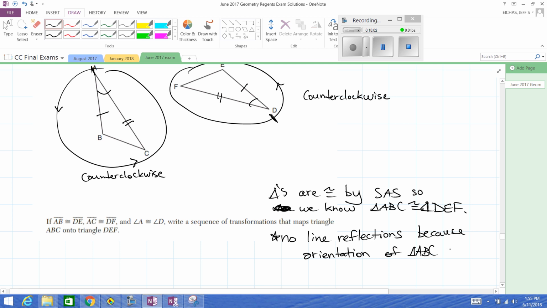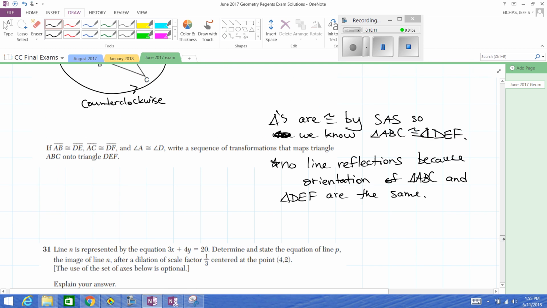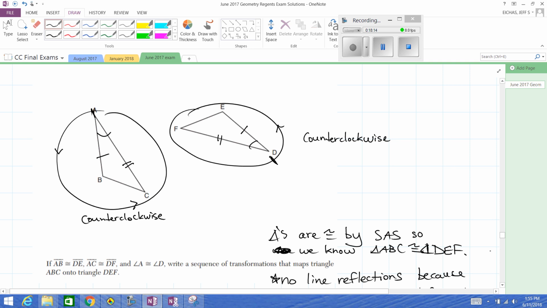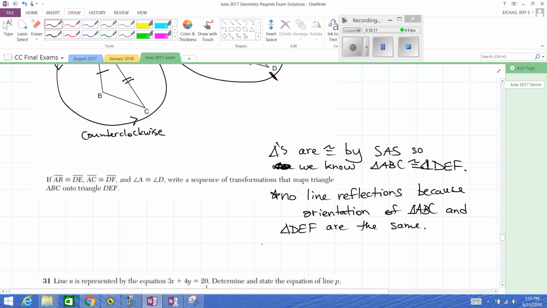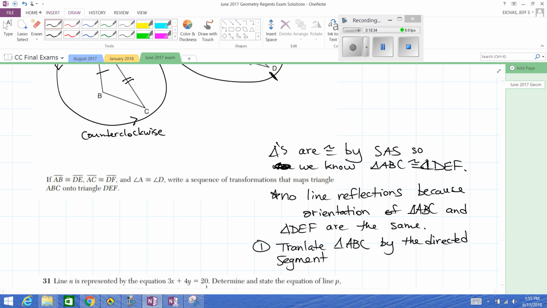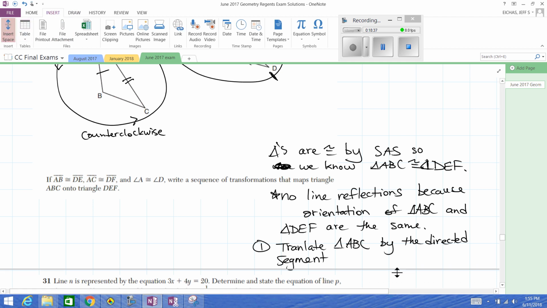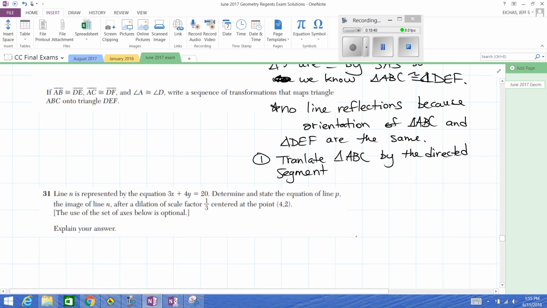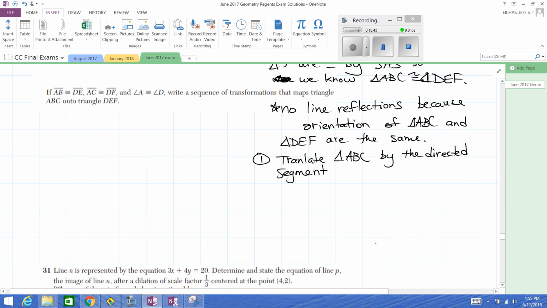Triangle ABC and triangle DEF have the same orientation, so I want to preserve that. I don't want to mess that up. So let's just use a translation, then a rotation. My first move is going to be to translate triangle ABC by the directed segment. Some of you might use a vector, and that's good, there's nothing wrong with that. It's just that in this course we talk about directed segments, so let's try to use the terms in this course.